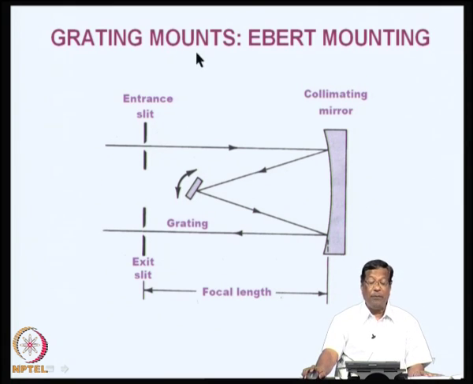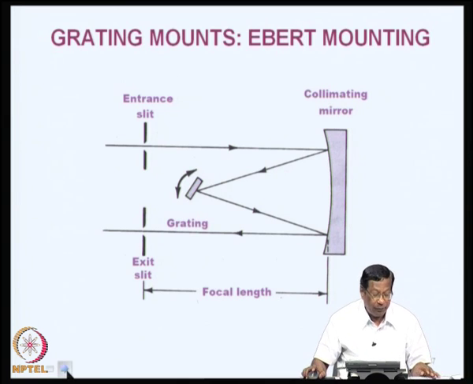Here I am showing you a grating mount known as Ebert mounting. In Ebert mounting, what we have? We have an entrance slit here, a collimating mirror. You can see that it is a concave mirror, and the radiation comes here, falls on the grating, gets reflected, falls on the mirror again, falls on the same grating at the other side and gets reflected through the exit slit. You can see that both entrance and exit slits are at the focal length of this mirror. This is known as Ebert mounting. Here only one mirror serves for both incident as well as exit radiations.